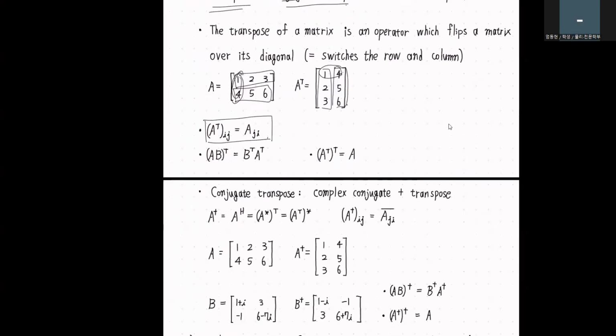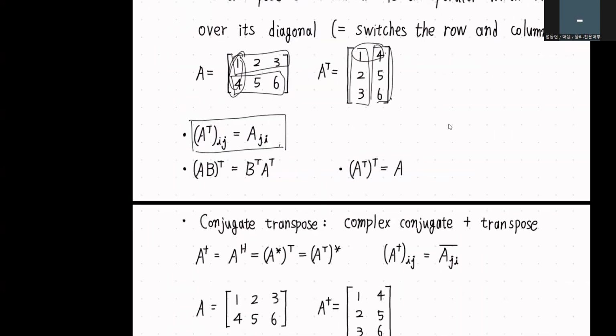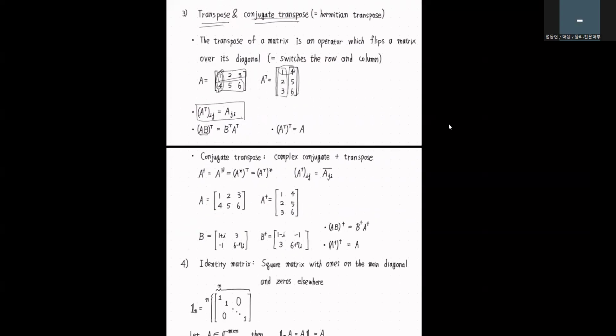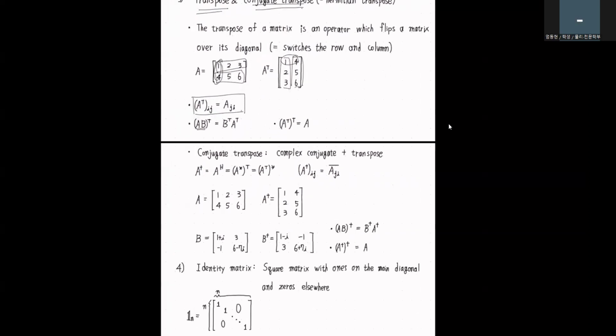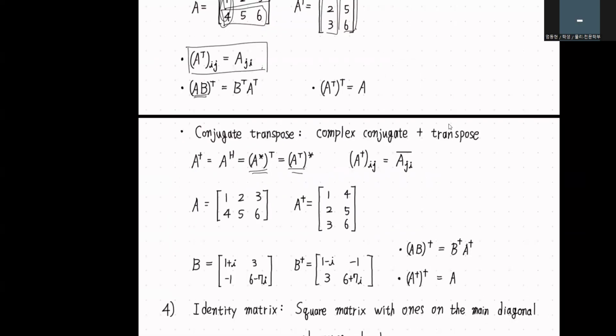Now, there are a few properties you can derive. I won't derive them here, but if you have the time, you can derive them on your own. If you have a matrix product and you take the transpose of that, it's the same as taking the matrix product of the transposes of each of the matrices, but you flip the order. And obviously, if you take the transpose of the transpose, you get your original matrix. Now, the conjugate transpose is taking the complex conjugate of each of the elements of the transpose. It doesn't matter what order you do it in; you get the same result.